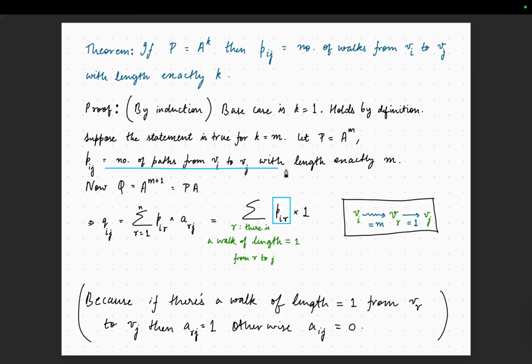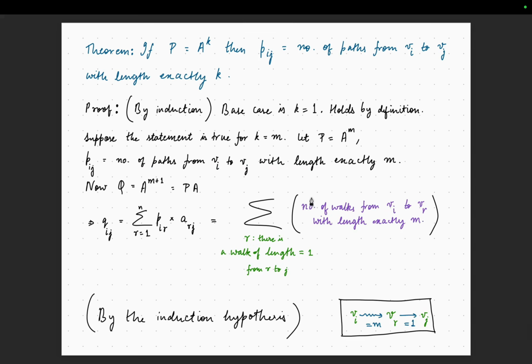You sum the number of walks from Vi to Vk over all neighbors of Vj. And this would give you the number of walks from Vi to Vj that have length exactly equal to m plus 1. And we're done. That was the proof. I hope you understood it.